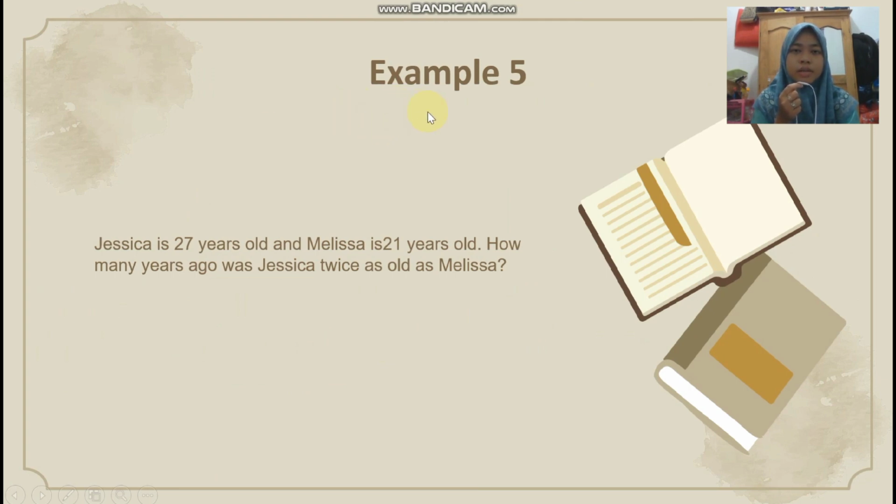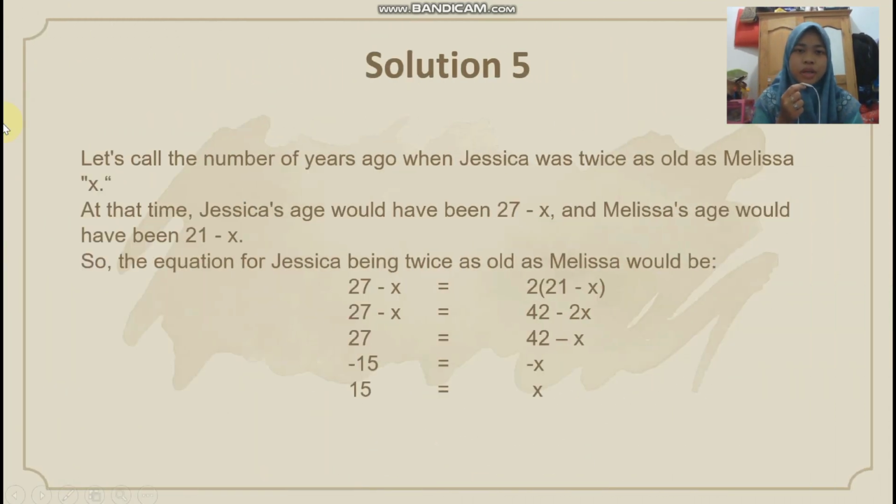The next is example 5. Jessica is 27 years old and Melissa is 21 years old. How many years ago was Jessica twice as old as Melissa? And the solution: let's call the number of years ago when Jessica was twice as old as Melissa x. At that time, Jessica's age would have been 27 minus x, and Melissa's age would have been 21 minus x.